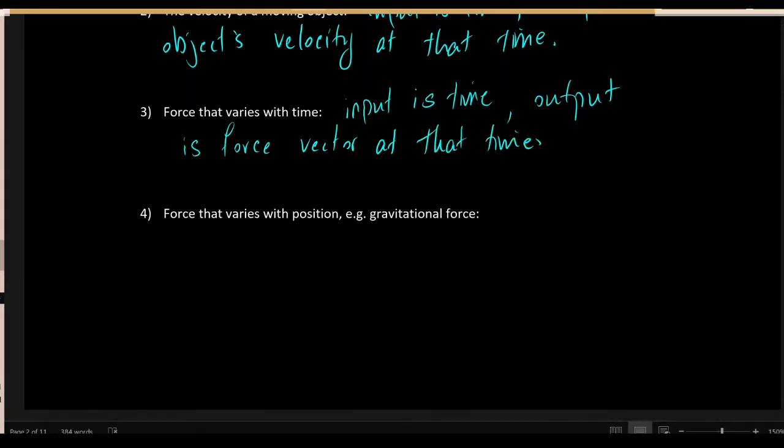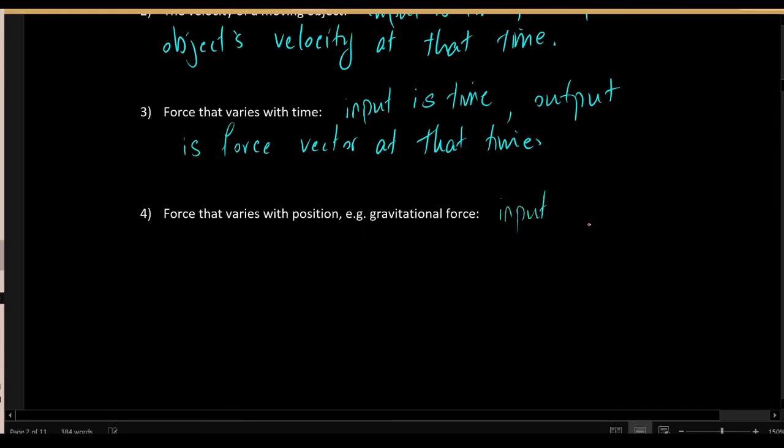Additionally, a force may vary with position. An example of that would be gravitational force. Gravitational force varies according to one's position relative to the body or planet which is exerting the gravitational force. As you move further away from the planet, the strength of the force decreases, and as you change your position around the planet, the force vector's direction changes. So in this case, we could have an input which is position, and the output would be the force vector at that position.